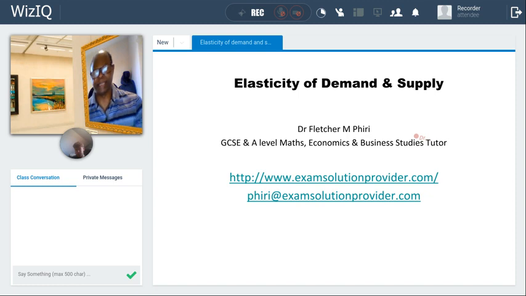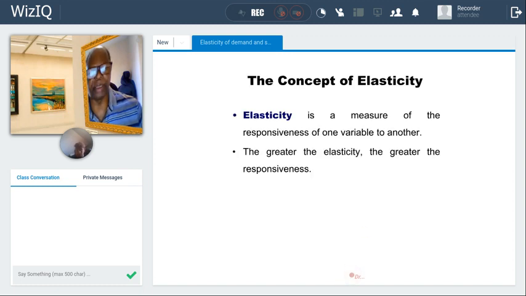So just looking at what we had covered last time, we were talking about elasticity of demand. We covered elasticity of demand. We did not cover elasticity of supply. So we could just review this to make sure that you are okay. So this is what we said.